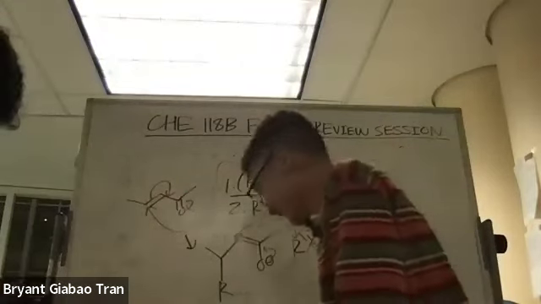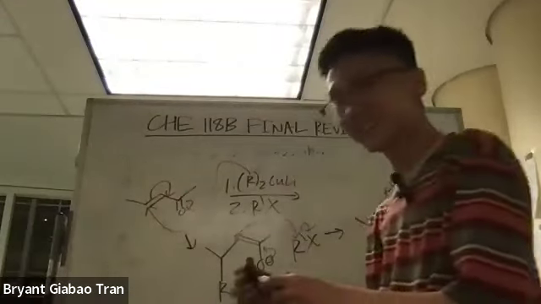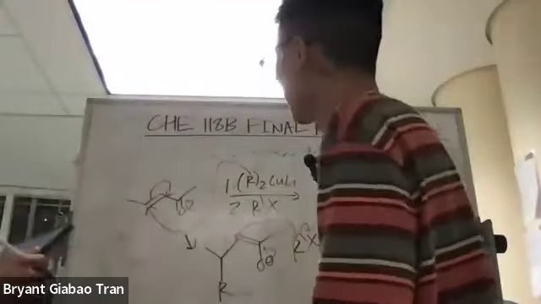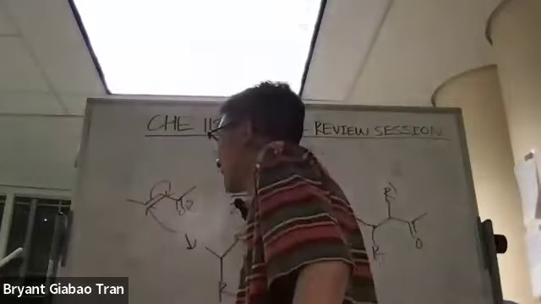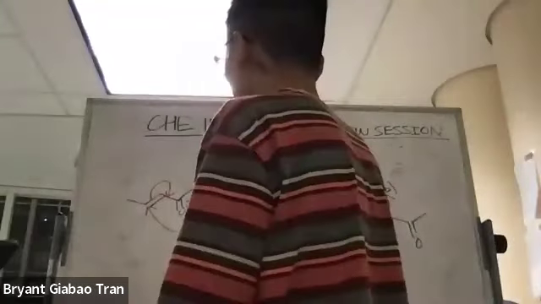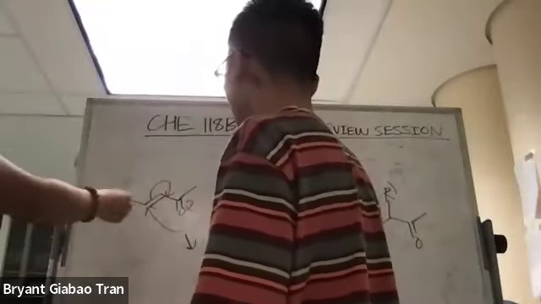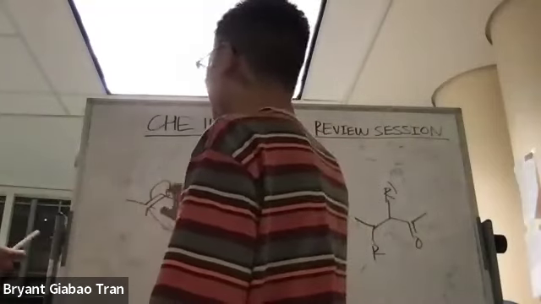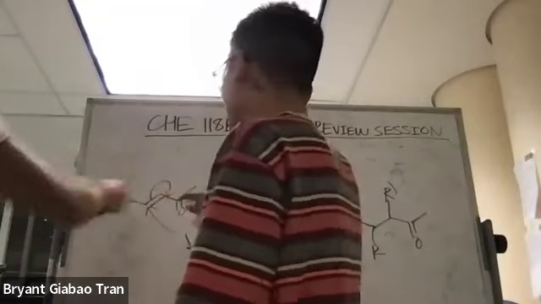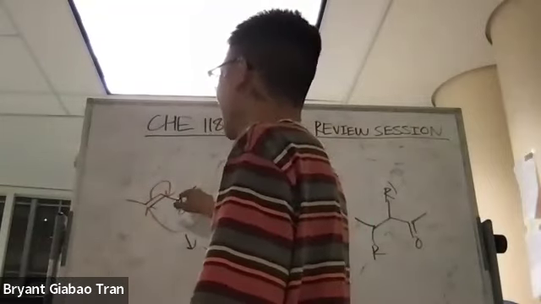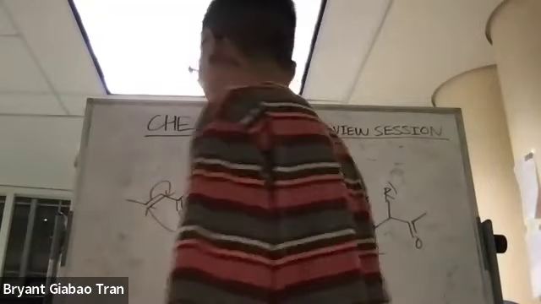So if you were to just use RX, this is a haloalkane. They can't attack enones, because the enone is an electrophile, and this is an electrophile as well. Grignard is a hard nucleophile that would attack the carbonyl carbon, a 1,2 addition.